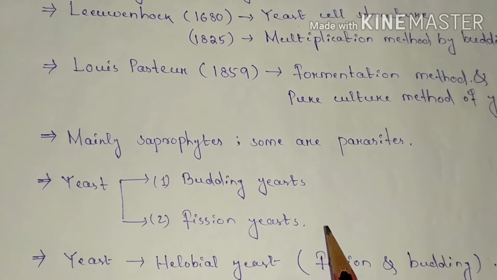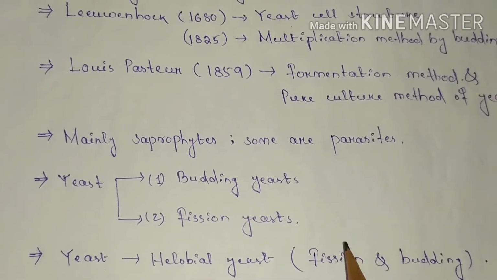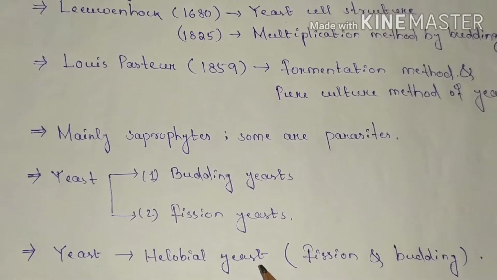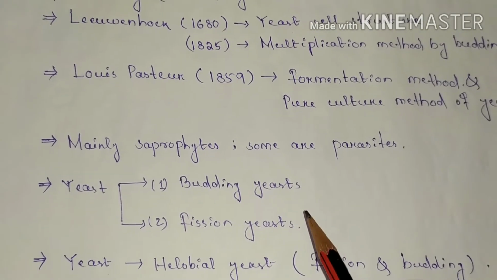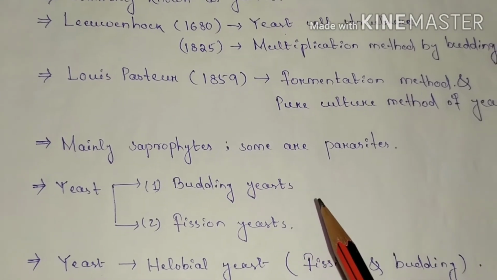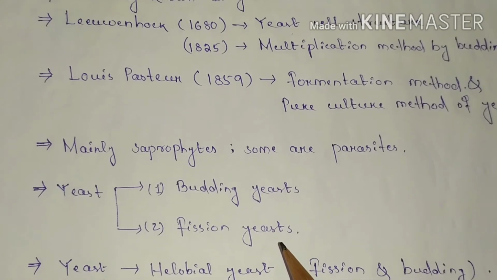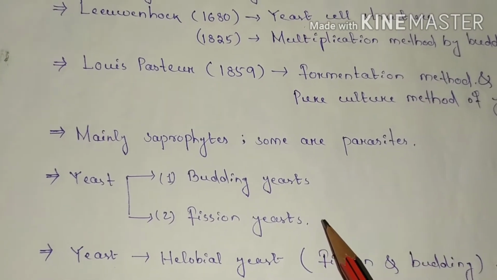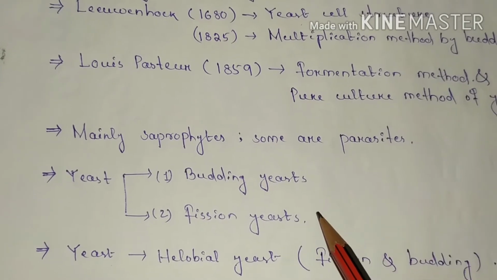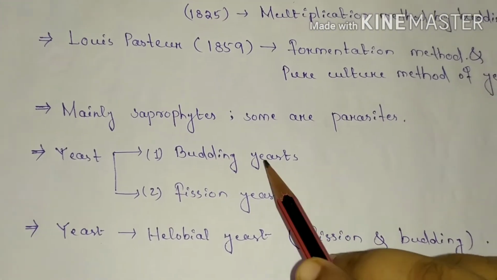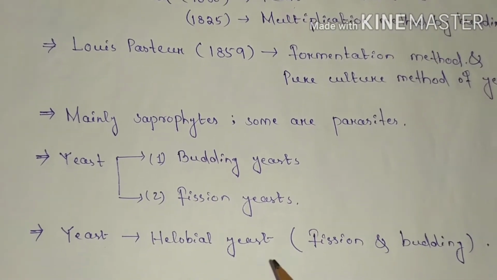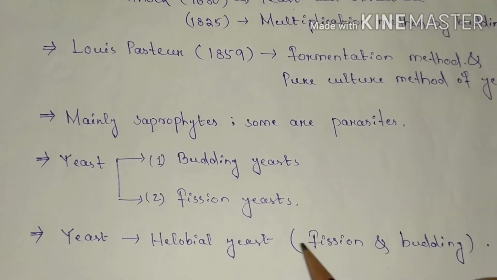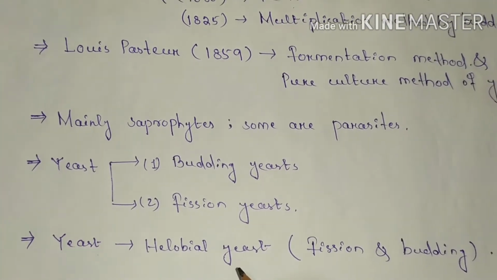The yeasts are also broadly divided into two groups on the basis of their asexual reproduction method, that is budding yeast and fission yeast. In budding yeast, they mainly reproduce asexually by the budding method, and in fission yeast they reproduce asexually by the fission method. Then there is a group of yeast that reproduces asexually by both fission and budding. This type of yeast is known as halobial yeast.